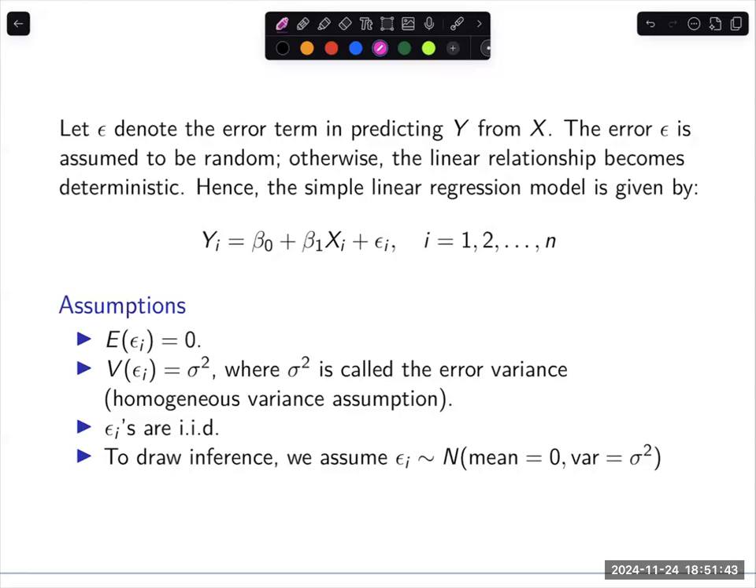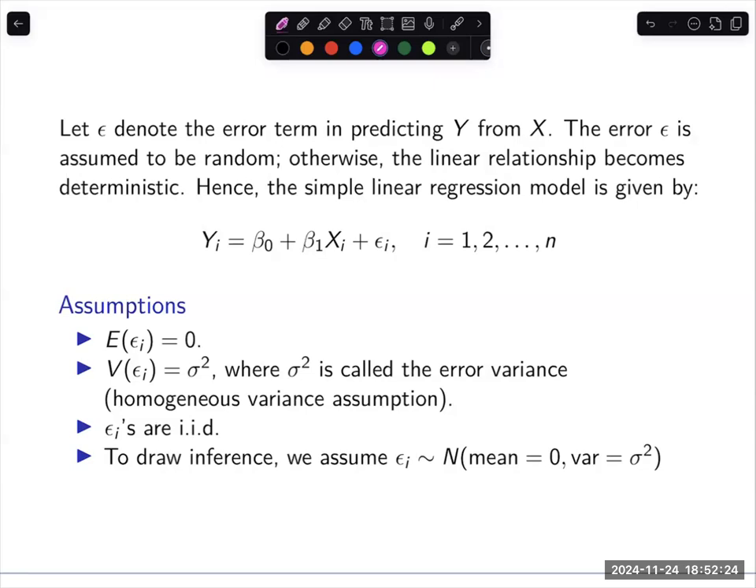In the simple linear regression model, we do need to make certain assumptions with respect to epsilon. For instance, the first one would be the expectation of epsilon equals 0. That means the mean random error should be centered at 0. The second one would be the variance of epsilon i equals sigma square, where sigma square is called the random error variance. As you can see here, sigma square does not change from one observation to another.